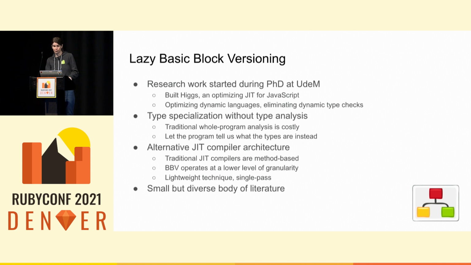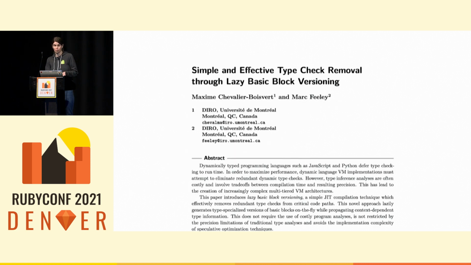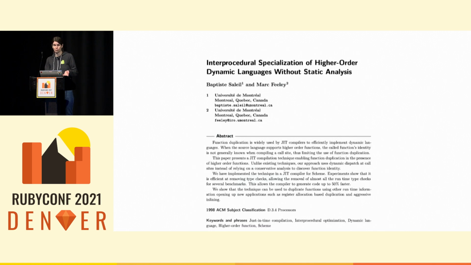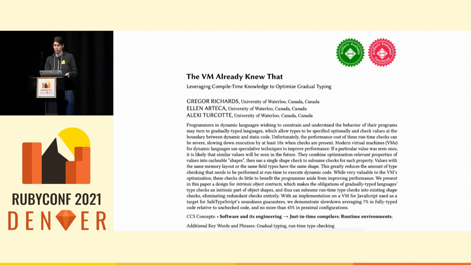And there's a small but diverse body of literature. The first paper we published about this was at ECOOP 2015, and it goes into the basics of how the technique works. Then we published a second paper about interprocedural extensions to this. There's also been a paper about using this technique to optimize functional programming languages such as Scheme, and also on how to optimize gradual typing.